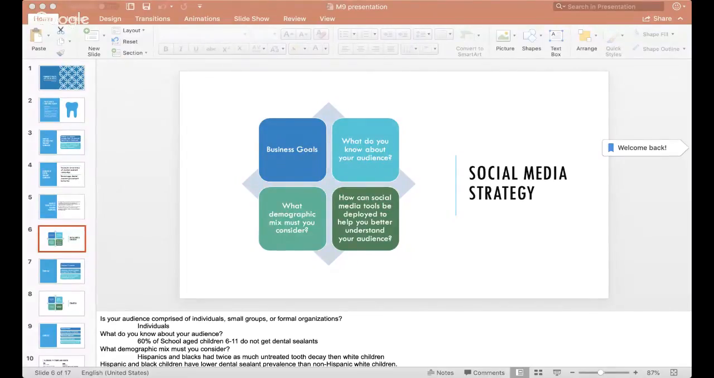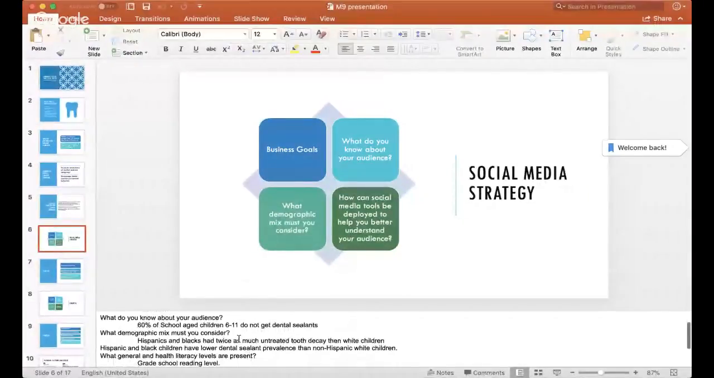So, the first one is: is it individuals, small groups, or formal organizations? I would say it's more like individuals and small groups, because small groups, as in families, and individuals, as in teenagers, to really bring about change when they fully understand the benefits of dental sealants. And what do you know about your audience is that 60% of children 6 to 11 do not actually get the dental sealants.